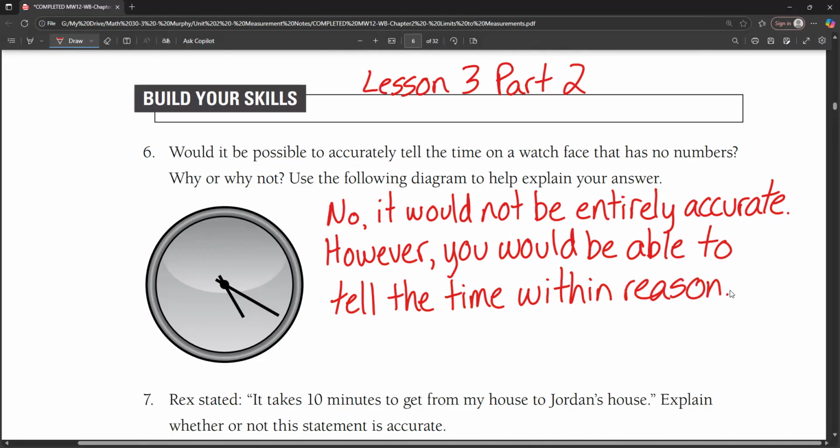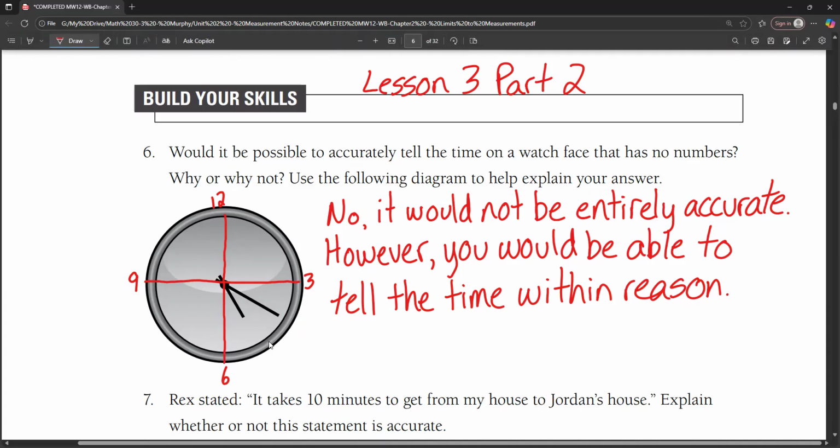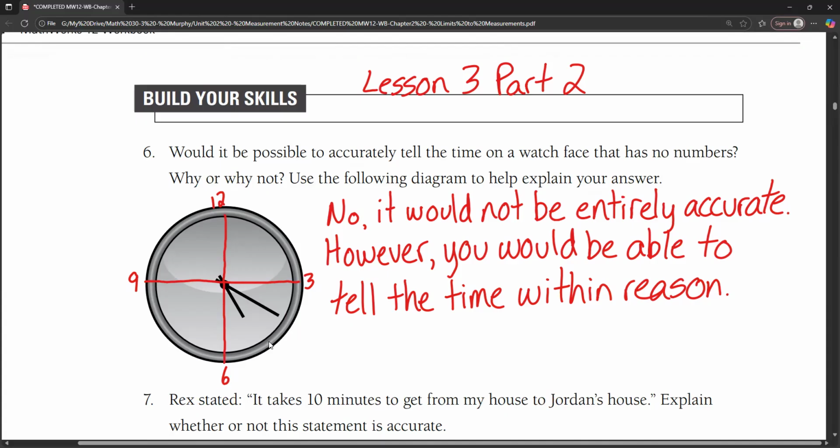And here's why. If we look at a clock, we know we can cut it like that. And this is 12. And down here is 6. Over here is 3. Over here is 9. So obviously you'd need some more measurements in between the 3 and the 6. You're probably not going to get it down to the minute. However, you would be able to tell the time roughly.